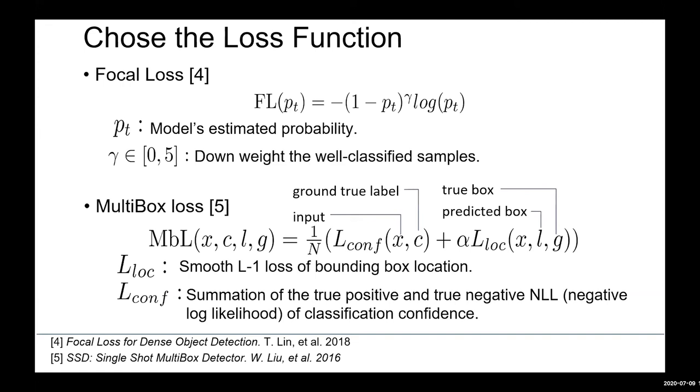Our second option is the multi-box loss. This loss function consists of two parts. The first part is the smooth L1 loss of bounding box locations, and the second one is the sum of the true positive and the true negative NLL of the classification confidence. Compared to the focal loss, multi-box loss lacks the capability of compensating for class imbalance.